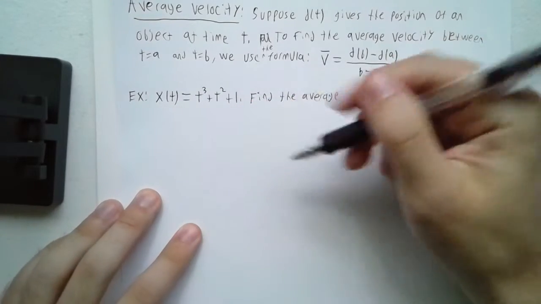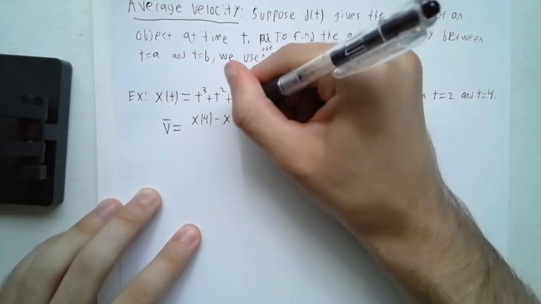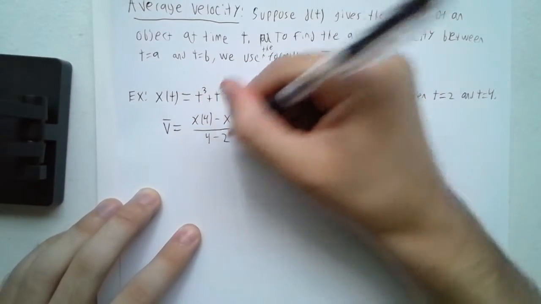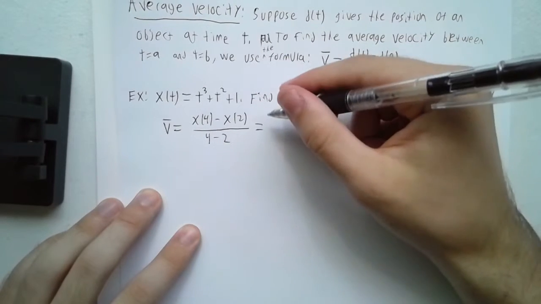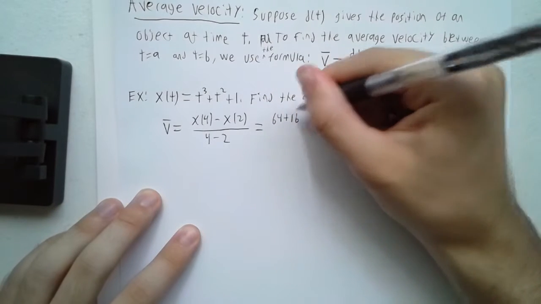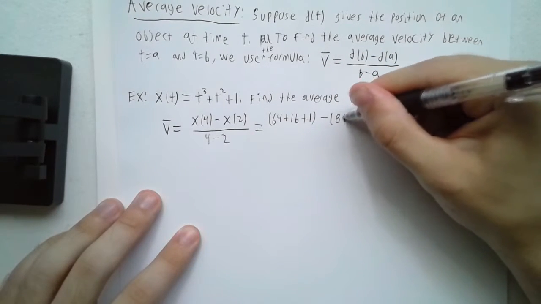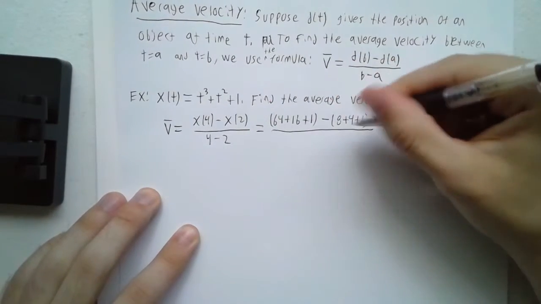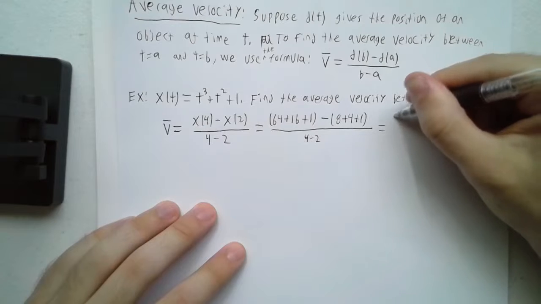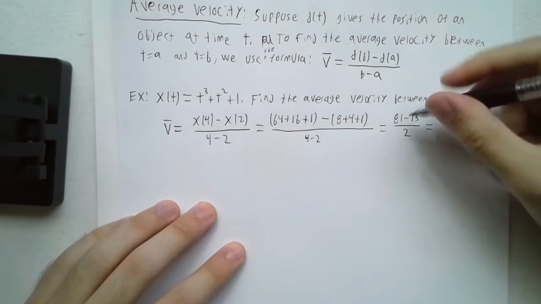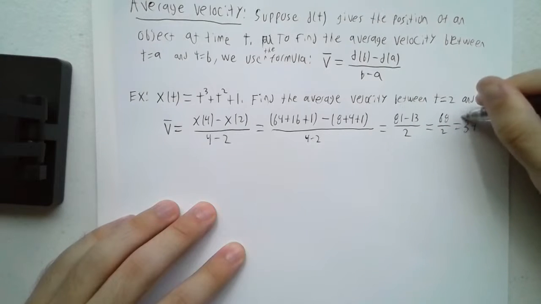So v bar is going to be equal to x of 4 minus x of 2, all divided by 4 minus 2. If we plug in 4 to this equation for x, then we'll get 64 plus 16 plus 1, that's x of 4. Then we have to subtract x of 2, which is 8 plus 4 plus 1, and divide by 4 minus 2 still. Then, let's see, this gives us 81, this gives us 13 over 2. And if we simplify that, we'll get 68 divided by 2, which is 34. So this is our average velocity on that time interval.